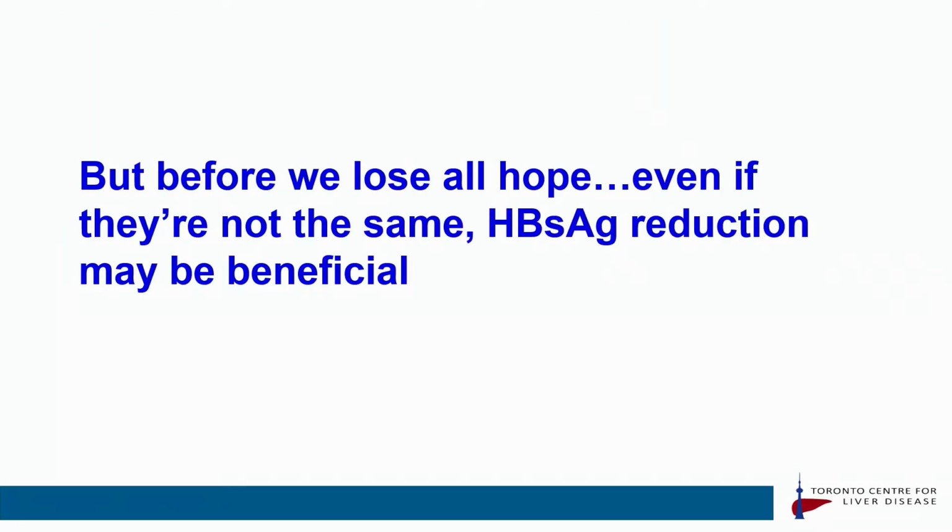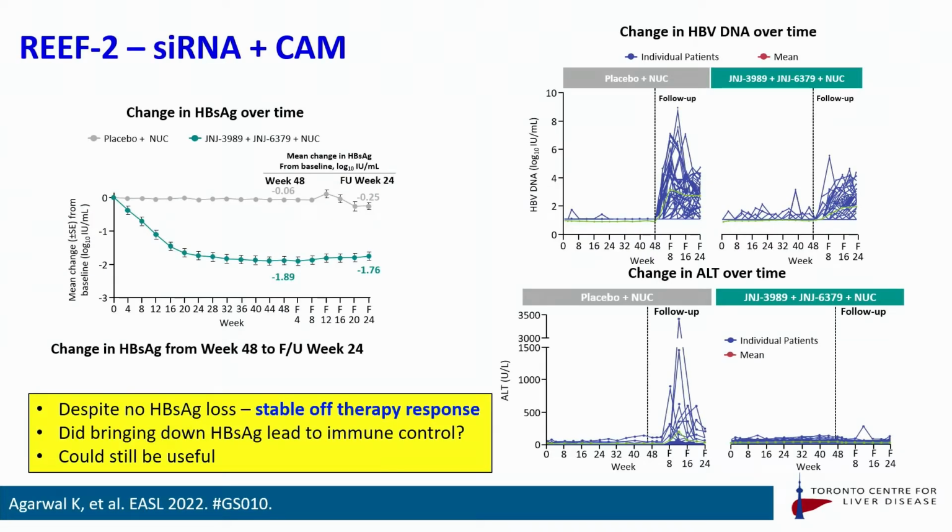So I think it just raises some questions about what we're actually trying to achieve. And again, the acute clearance was the most potent response. But before we lose all hope, even if they're not the same, maybe surface antigen reduction may still be beneficial. And Mark didn't talk about this combination specifically. He talked about the REEF-1 of combining an siRNA and a CAM. But the REEF-2, I think, is interesting.